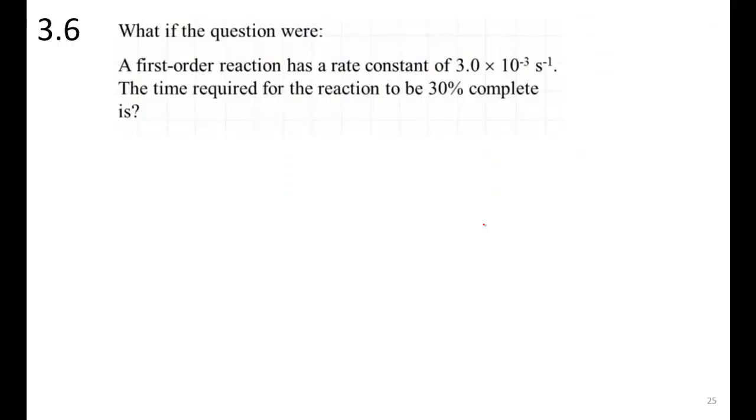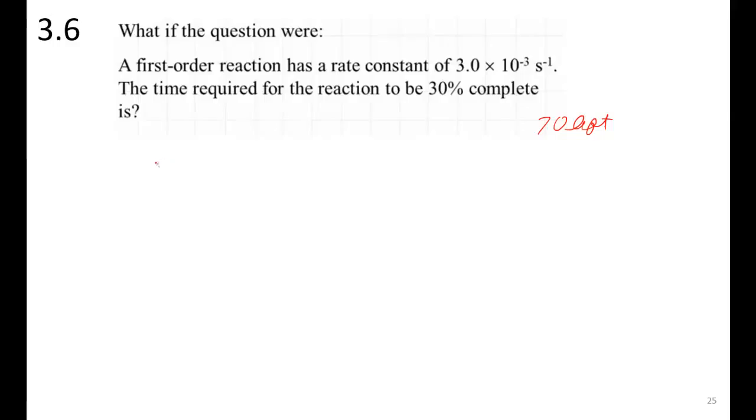So the next question says, what if it takes 30% to be complete? Same rate constant. Okay, so let's think about what that means. If I'm 30% complete, I always have to know what I have left. So I'm going to have 70% left, right? So 70% of what I started with will be left.